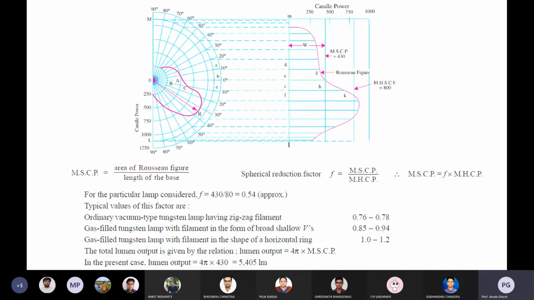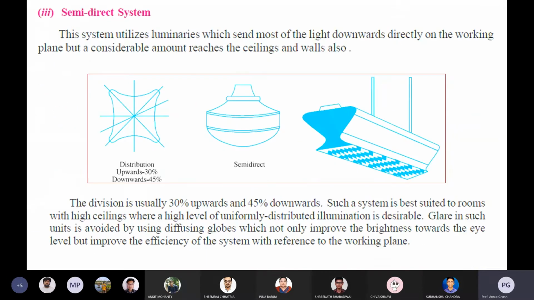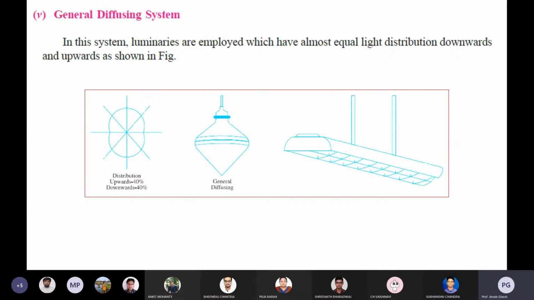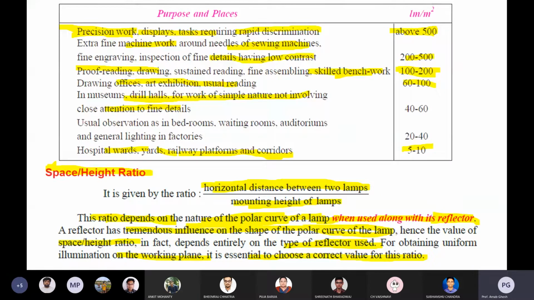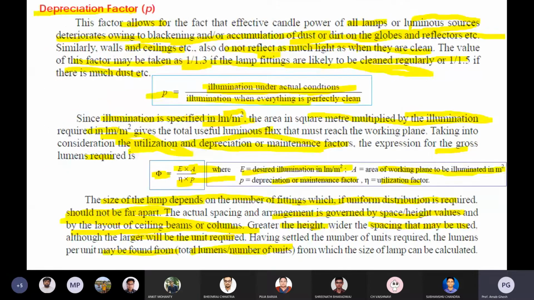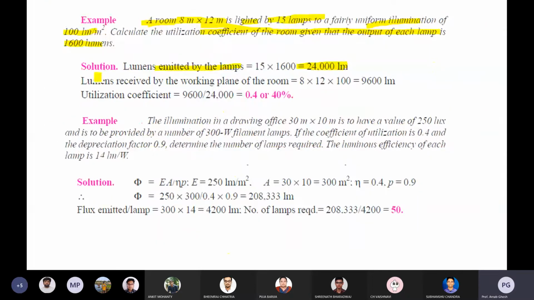That utilization factor you need to find out. So how much is the utilization factor? Lumen is given as 9600 for the total room, and the individual lamp is given as 1600 lumen. So for 15 lamps, 24,000 lumen. So for the total room, the utilization factor is 9600 divided by 24000.